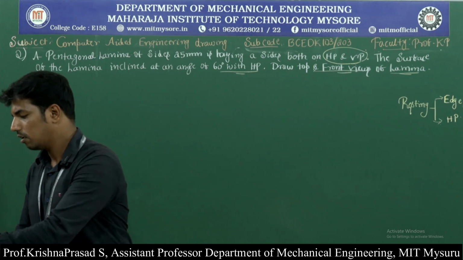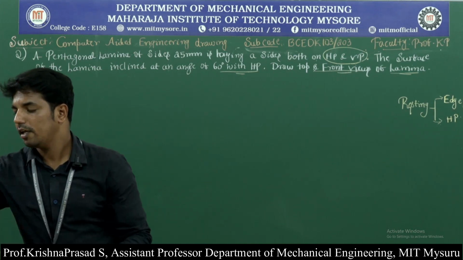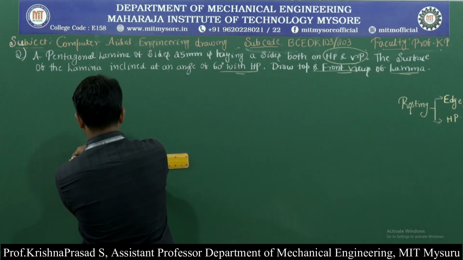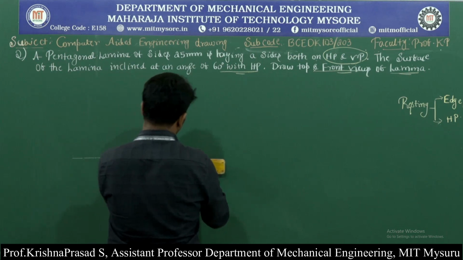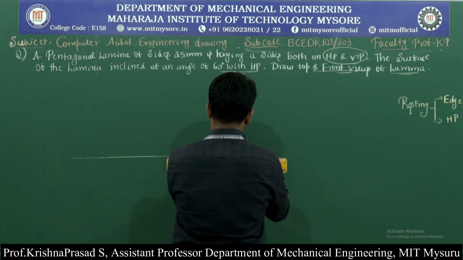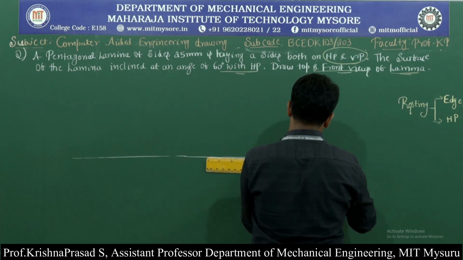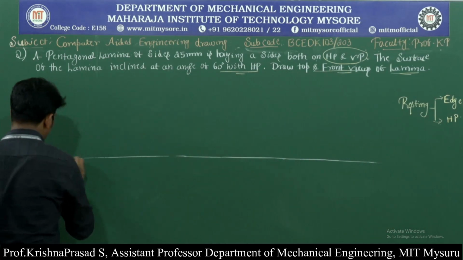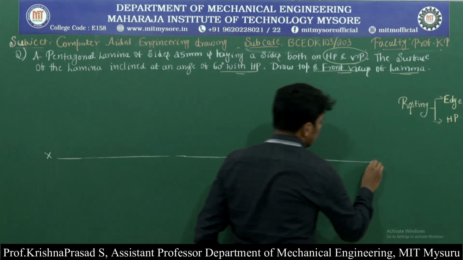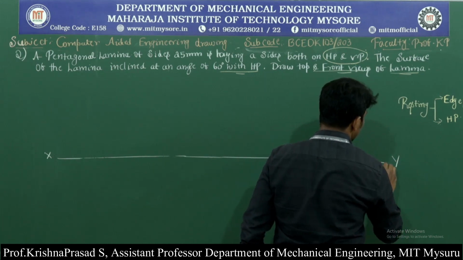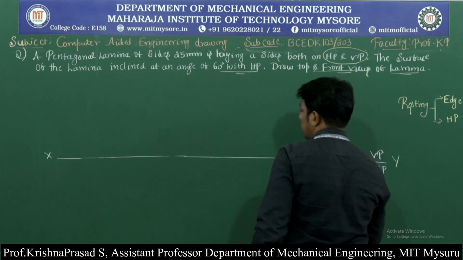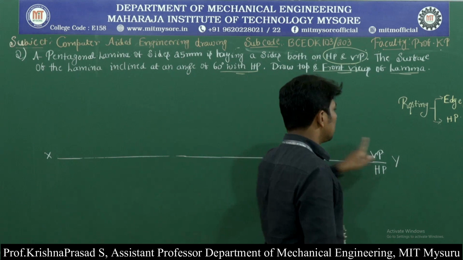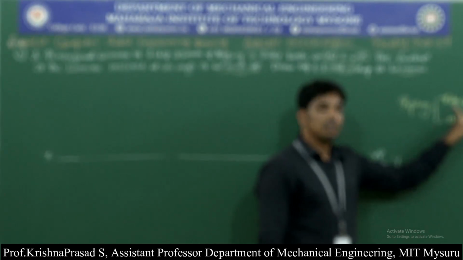For drawing the pentagonal lamina, again first we need to draw the XY line. The plane below the XY line is called horizontal plane, and the plane above the XY line is called vertical plane. Now we need to draw the pentagonal lamina with a dimension of 25 mm resting on HP with edge condition.